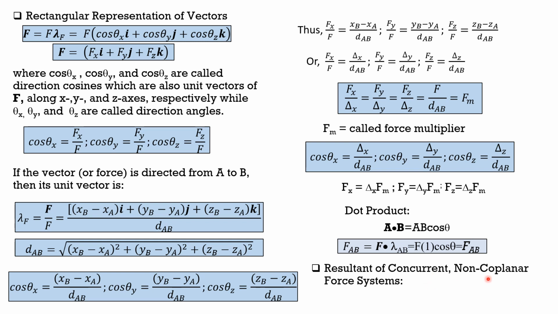Resultant of non-concurrent, non-coplanar force systems. It's easy to compute the resultant if you express all forces in vector form, because the resultant in vector form is simply the sum of the forces in vector form. So R is F1 in vector form plus F2 plus F3 plus dot dot dot. We just add corresponding x, y, and z components, ijk, and that would be the resultant, also in the form of ijk. So it's easy.